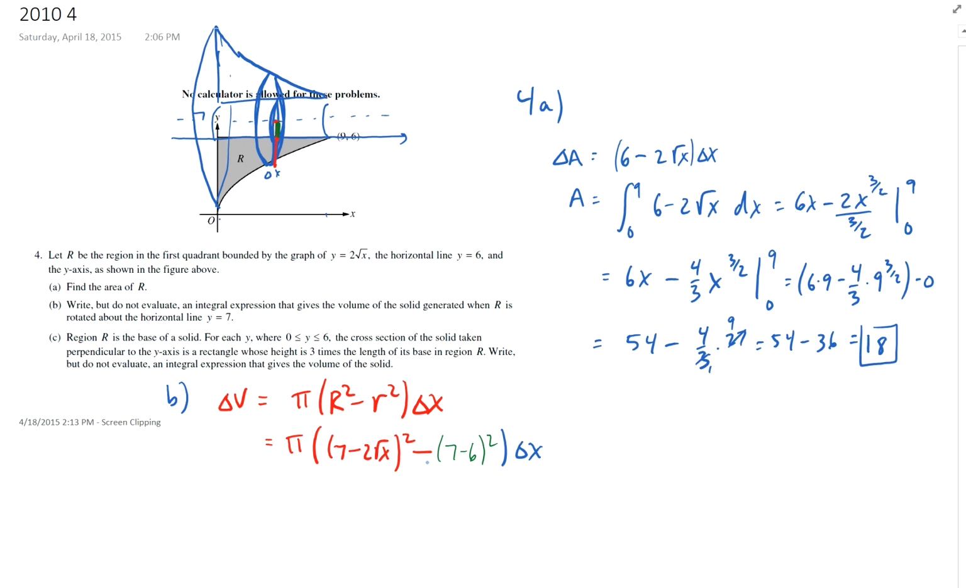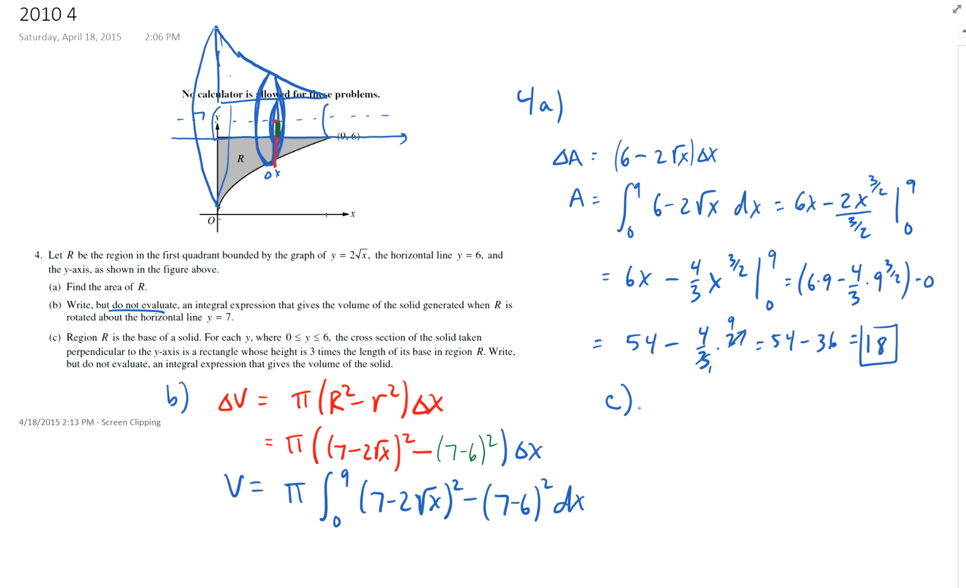Capital R squared minus little r squared, so then volume, if I want to add all of those slices up, is pi times the integral from 0 to 9 of 7 minus 2 square root of x, squared, minus 7 minus 6, squared, dx. You don't even have to subtract those if you don't want to. Because it says write but do not evaluate, you can leave it at that and you're good, 100% there. And then we look at part C.